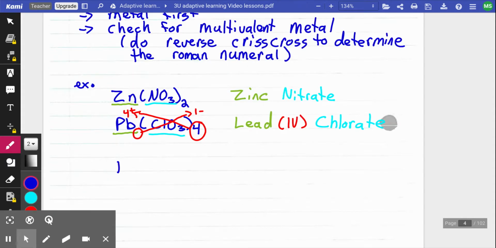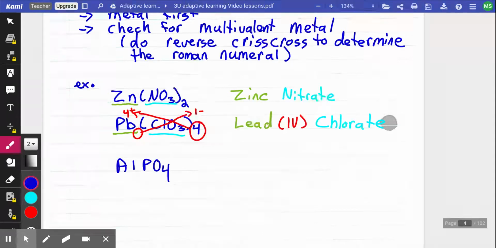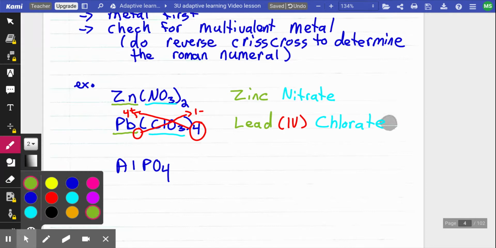Let's look at another one. This time we're going to look at AlPO4. So in this example, we are going to do name of our metal, Al, aluminum, and name of our polyatomic, PO4, phosphate. Now you might say, wait a minute, doesn't phosphate have a charge of 3 minus?